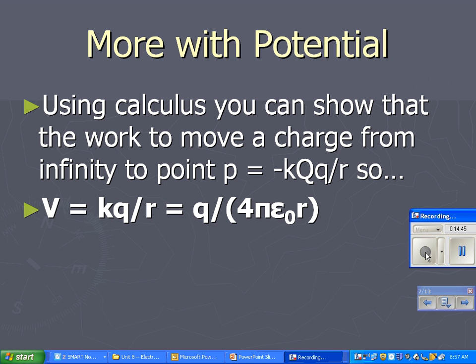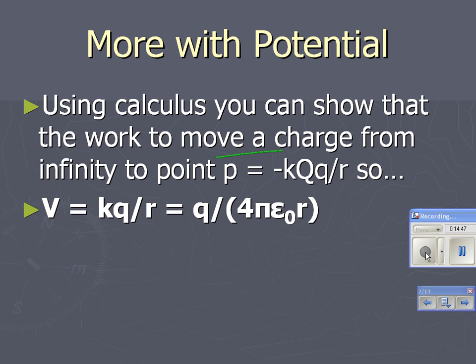It turns out the work, you don't need to know this equation, but the work to move it to this point P would be equal to this. And since the potential is work divided by charge, one of these Q's cancels out when I want to know the potential at that location. And there it is. The potential at a location a certain distance r away from a charged object Q is equal to this equation. I can now calculate the potential created by any charged object.